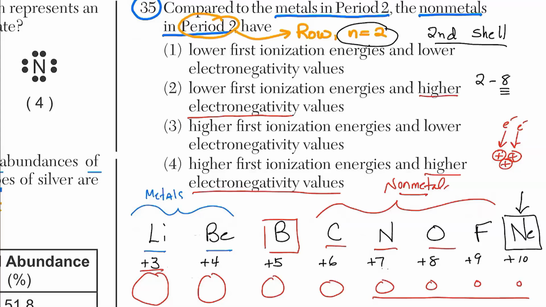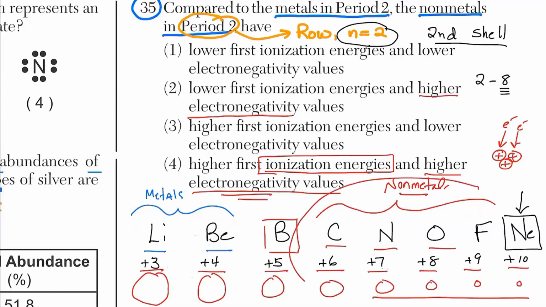So as there are more protons going across, yes, there are more electrons, but the force of the nucleus in the same shell pulls them in tighter. And therefore, you're going to have a higher attraction. Now, the word for attraction is electronegativity. The other word, ionization energy, everyone forgets. It's the energy needed to pull an electron away. Well, if you're pulling electrons in closer, hello, you're going to hold on to them tighter. It's going to take more energy to remove them. So the best answer here is choice 4, higher first ionization energy and higher electronegativity.